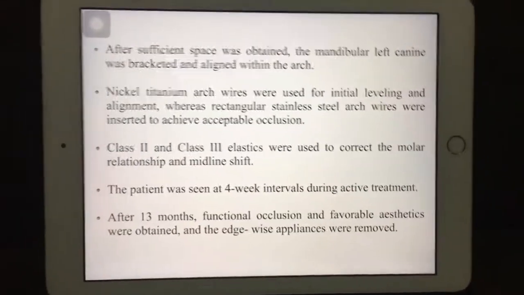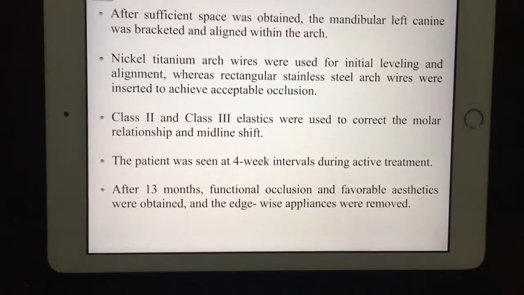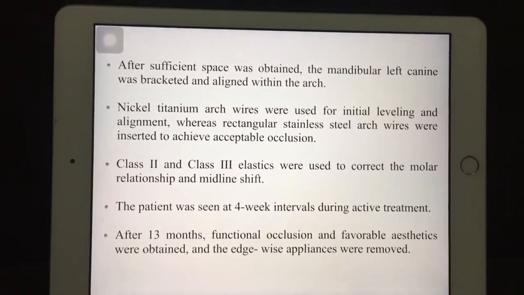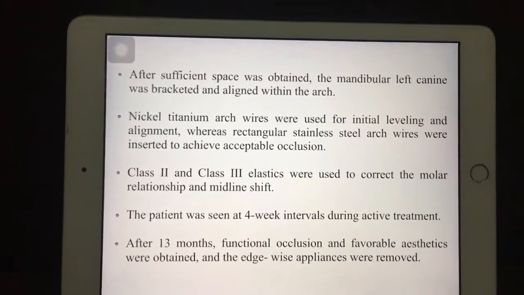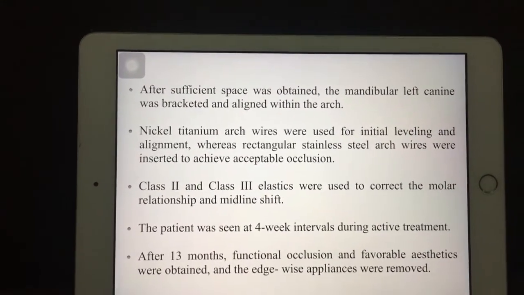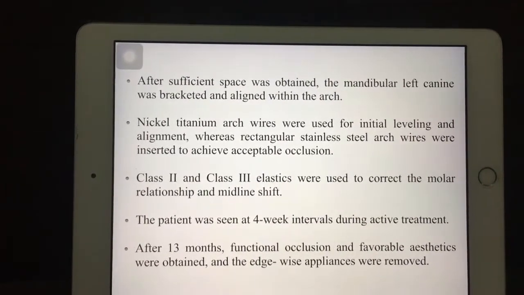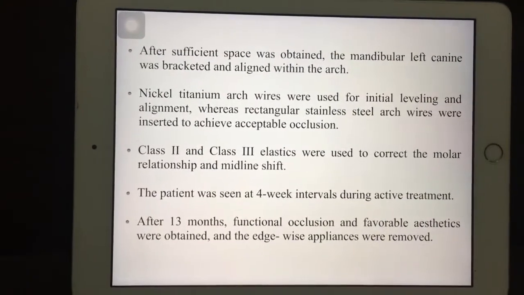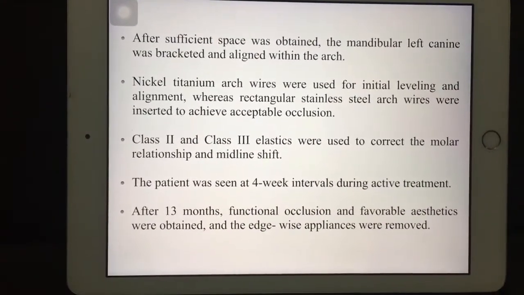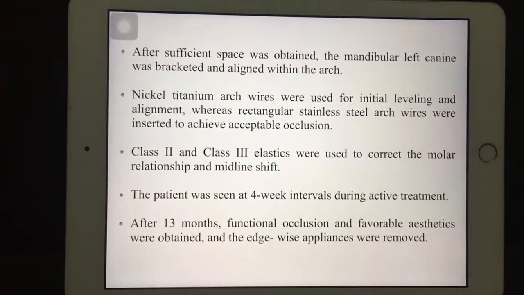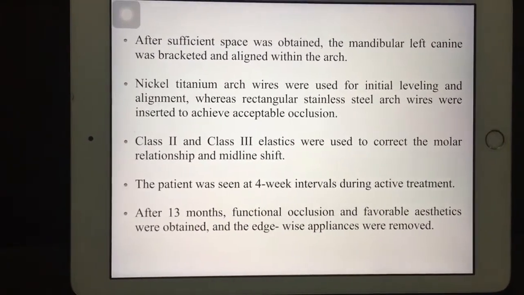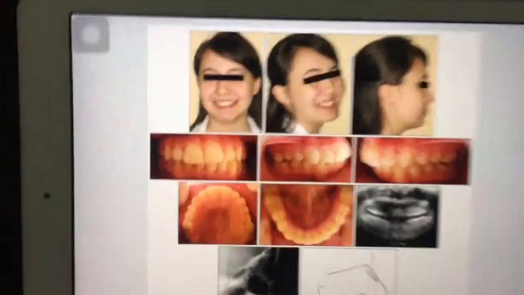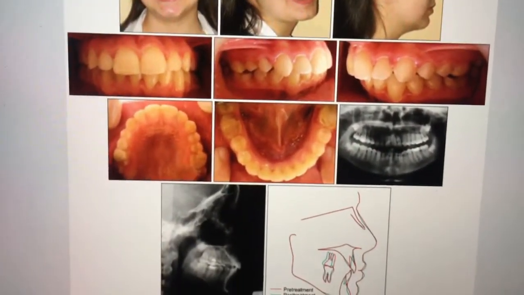So, after sufficient space was obtained, the mandibular left canine was bracketed and aligned within the arch. Nickel-titanium arch wires were used for initial leveling and alignment, whereas rectangular stainless steel arch wires were inserted to achieve acceptable occlusion. Class 2 and Class 3 elastics were also used to correct the molar relationship and midline shift. So the patient was seen at 4-week intervals during active treatment. After 13 months, functional occlusion and favorable aesthetics were obtained, and the edgewise appliance was removed.